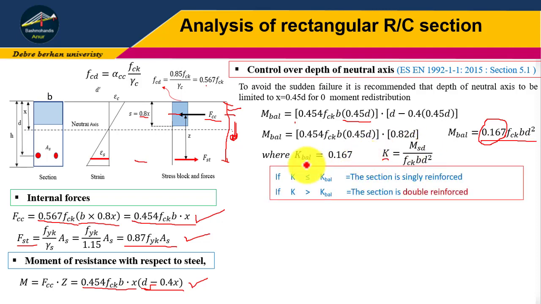K balance is used to classify double and single reinforced sections. If K is less than K balance, the section is single reinforced. If K is greater than K balance, the section is double reinforced.